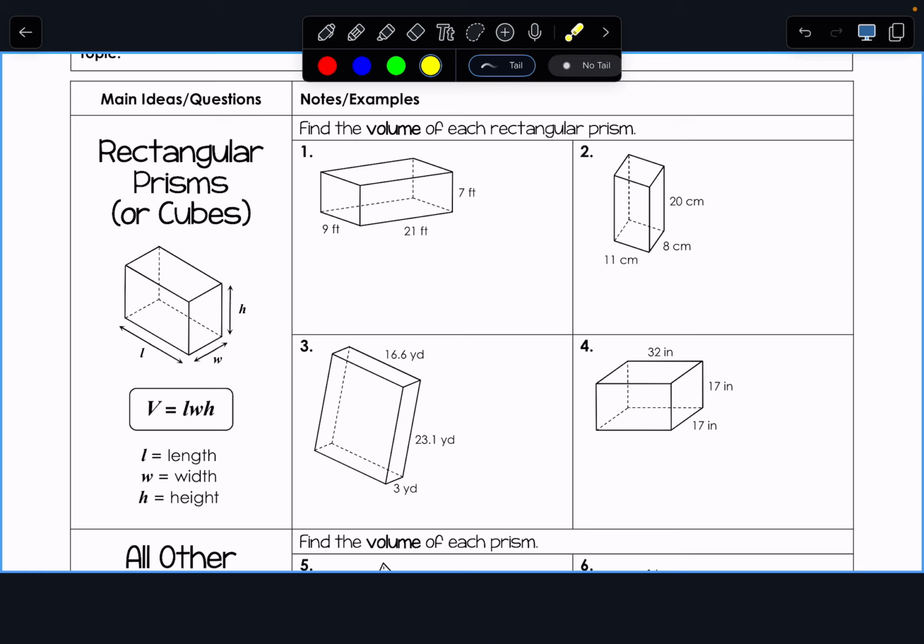Okay, so for the remainder of the year, you're going to need a calculator, okay? So just plan on grabbing one when we start.